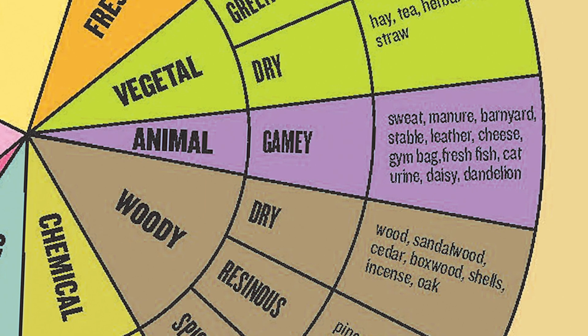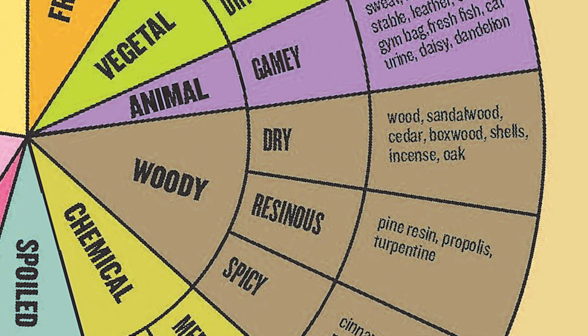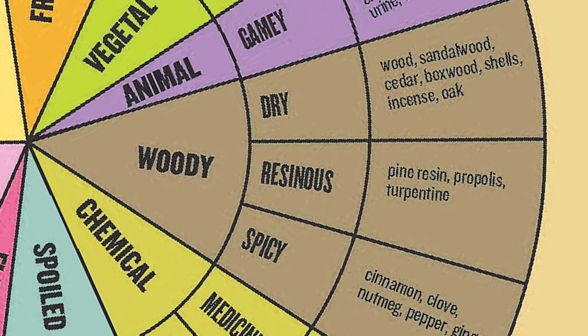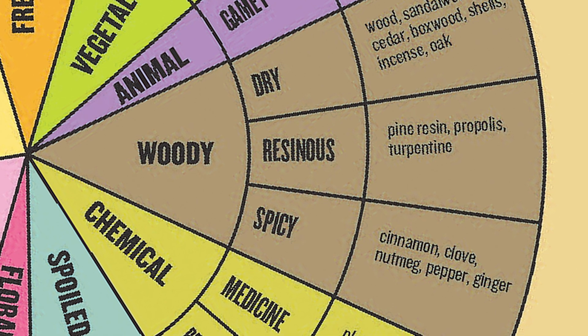The next category is woody. So when we describe a honey as woody, we're talking about either a dry wood, a fresh cut wood. It can be a resinous wood. Also, the spicy category, things like clove or cinnamon or nutmegs.